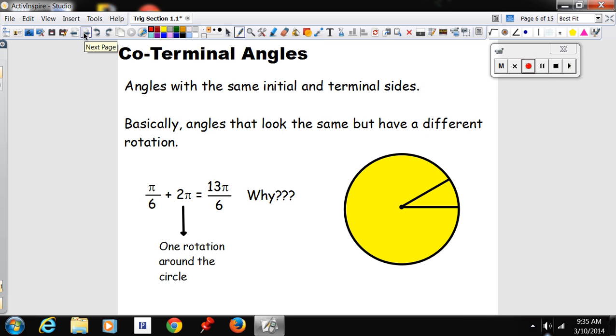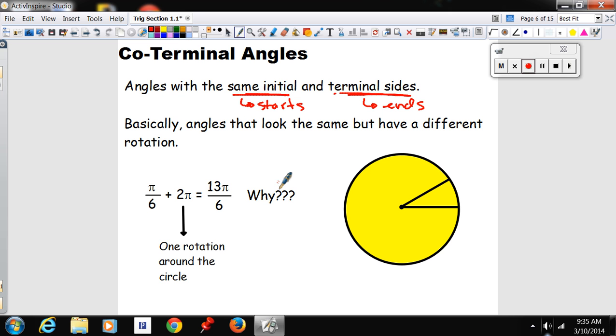All right, let's talk about coterminal angles. One of the main gists of trig is to know what a coterminal angle is. Coterminal angles are angles with the same initial and terminal side. Initial is where the angle starts, and terminal side is where the angle ends. You're going to start and end at the same place.